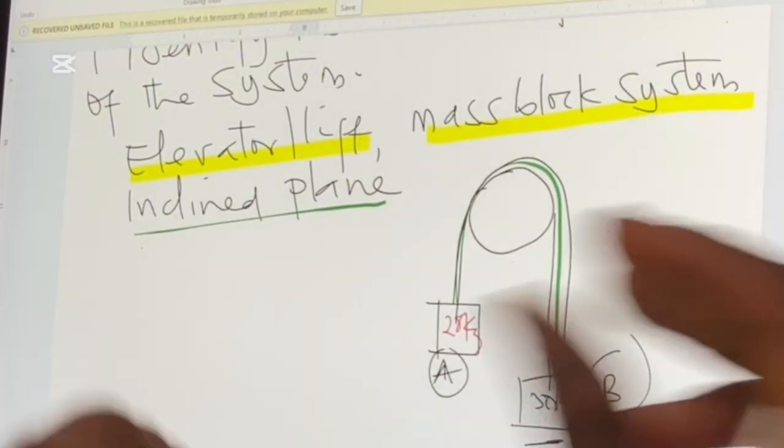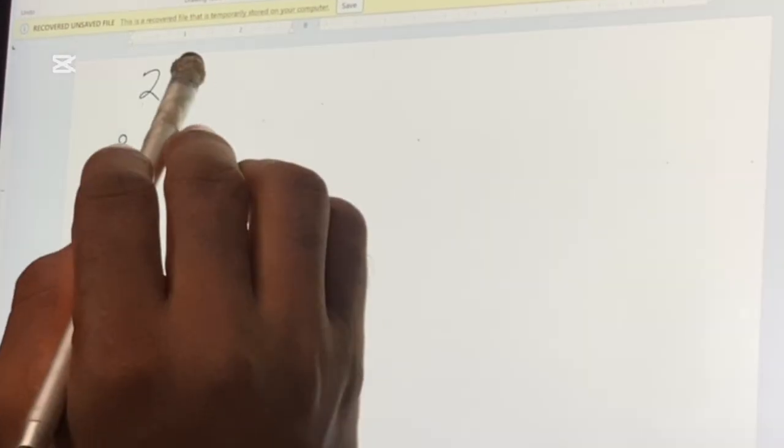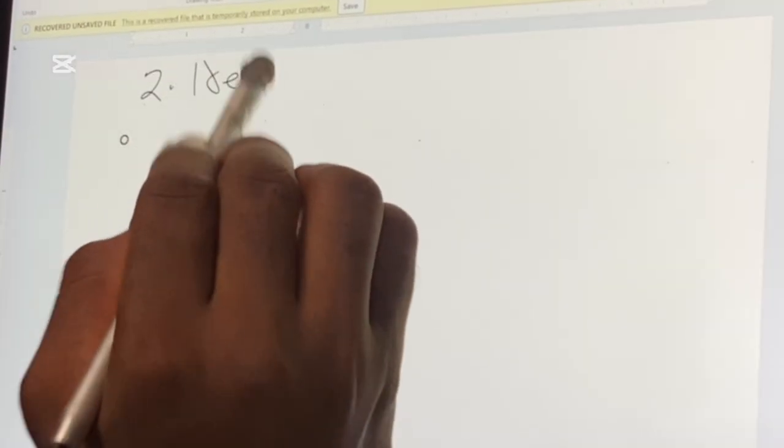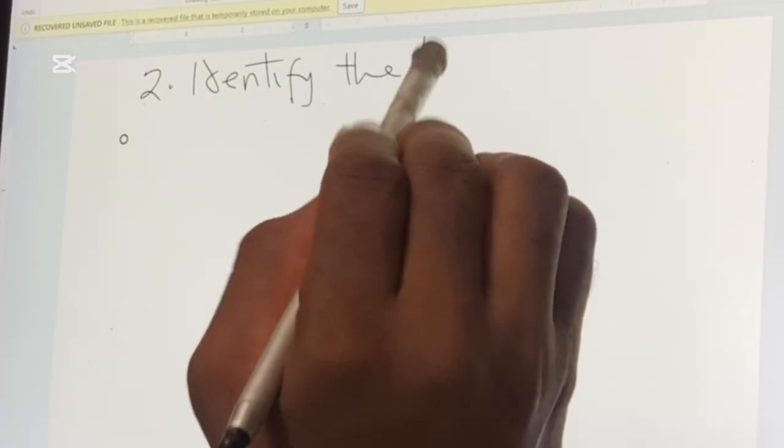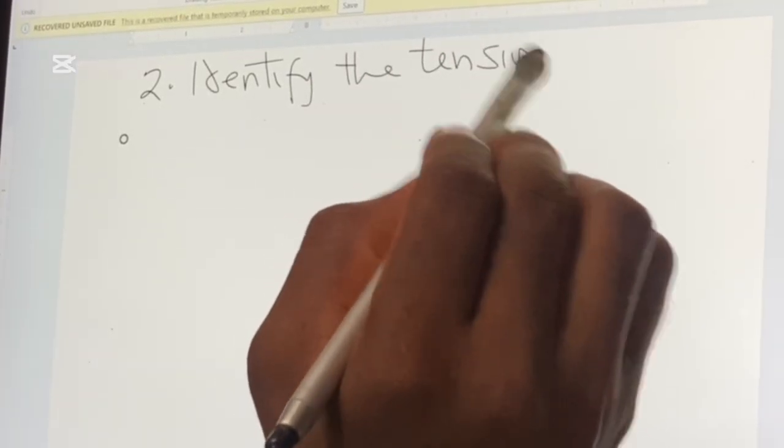Now, let's consider the next concept. Concept 2: identify the tension T.